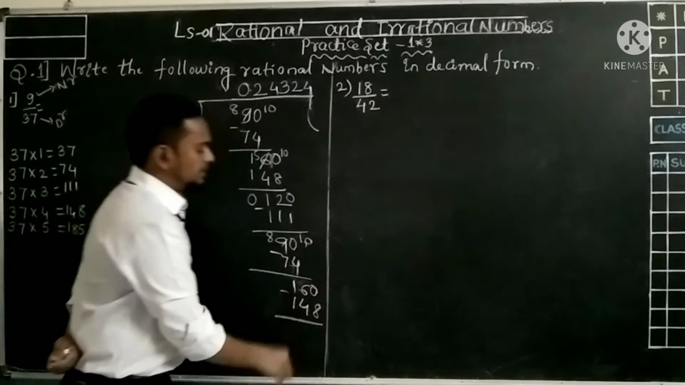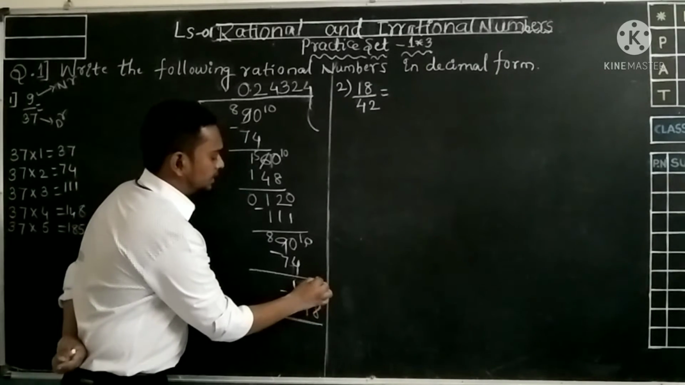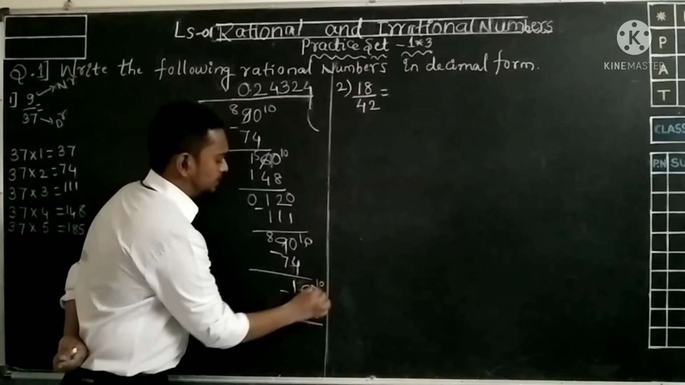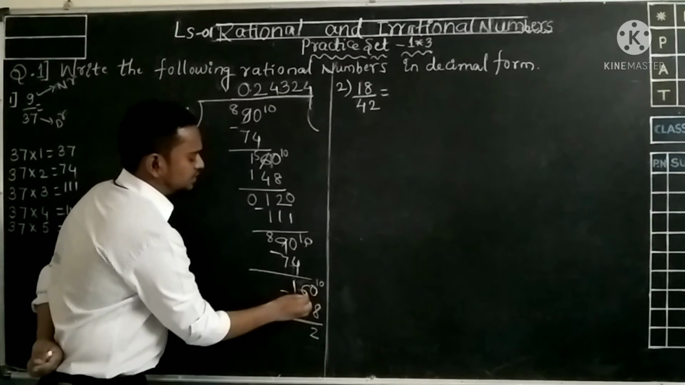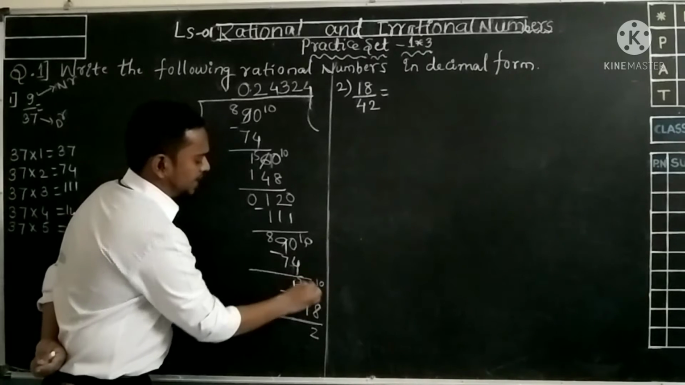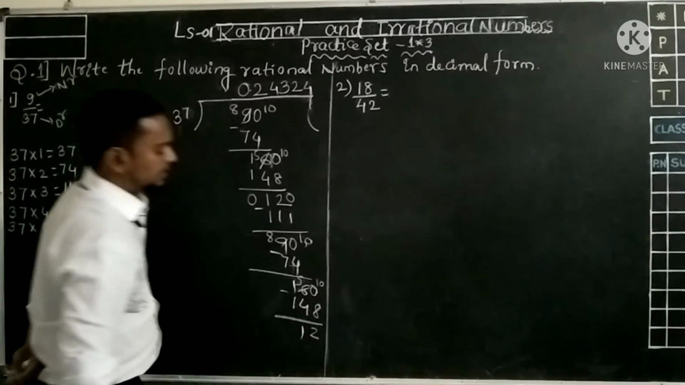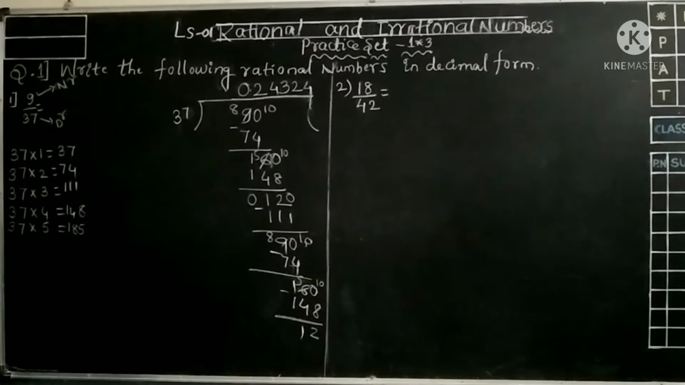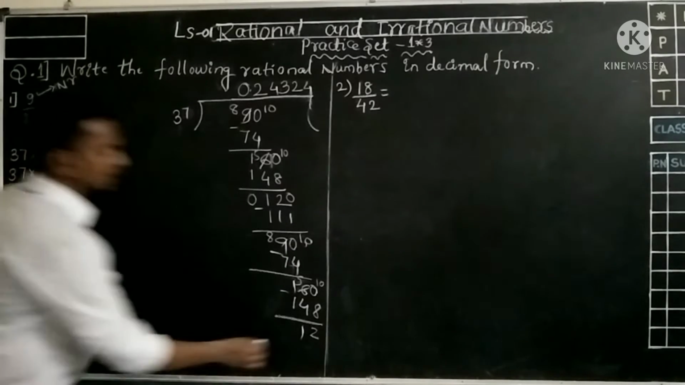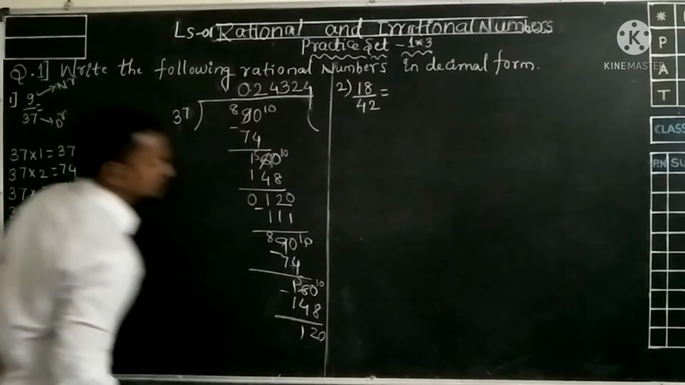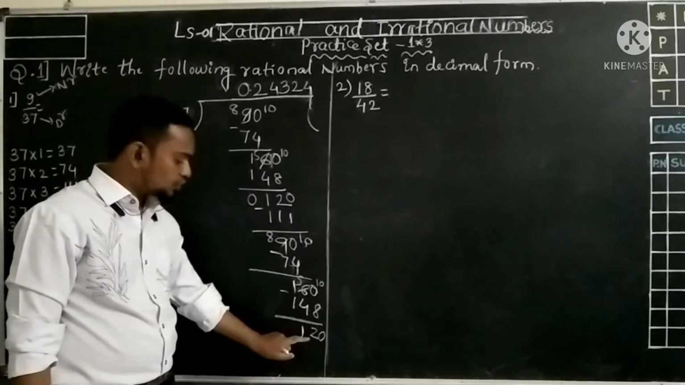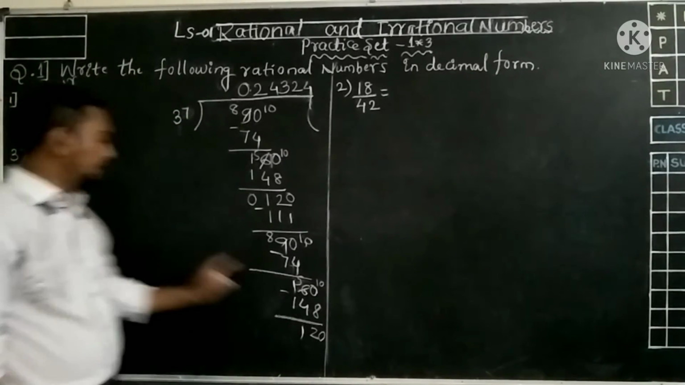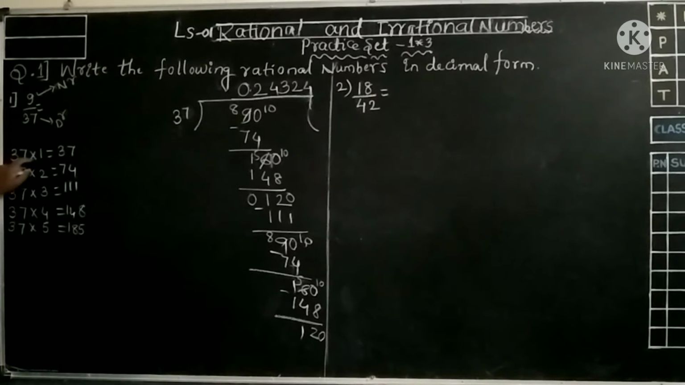Carry forward. That means now it becomes 10. Therefore, 10 minus 8 is 2. 6 minus 1 is 5. 5 minus 4 is 1. Again, we will take a decimal point. First of all, we will search for 120 in the 37 table.